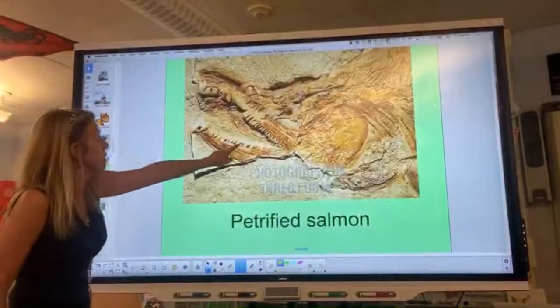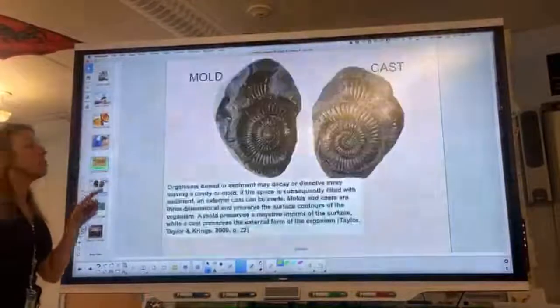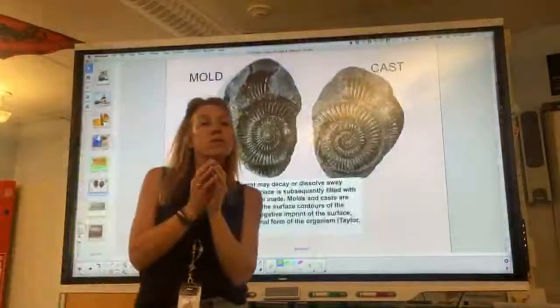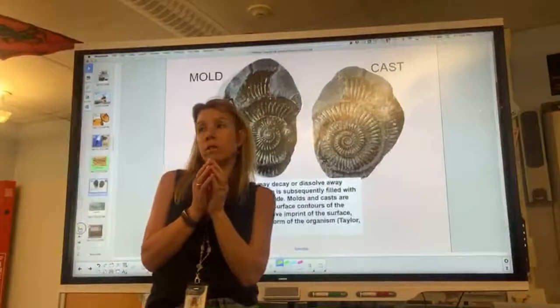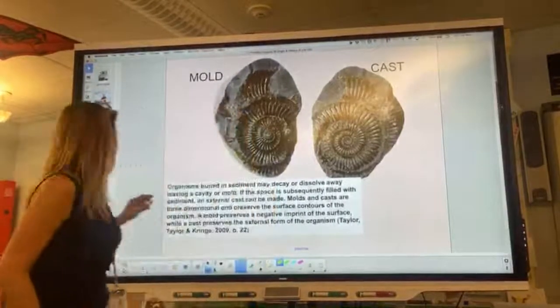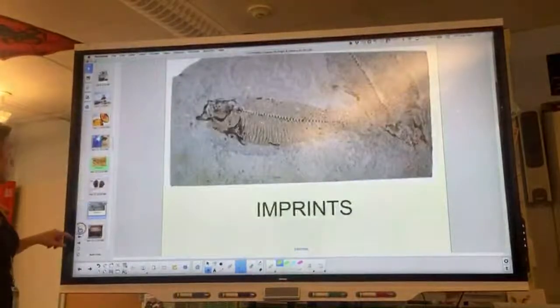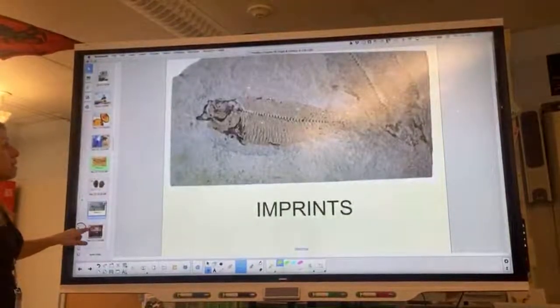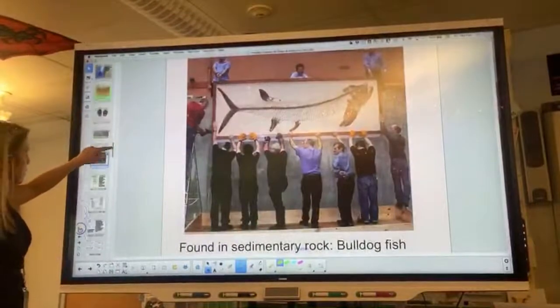Look, that looks like teeth to me. Okay? Then do you remember how I showed you those clam fossils from my family's ranch, how they look like a mold? Remember I said about a cast, right? Do you remember that? Yeah. Okay. All right. And then here is an imprint. That's a big, big fish.